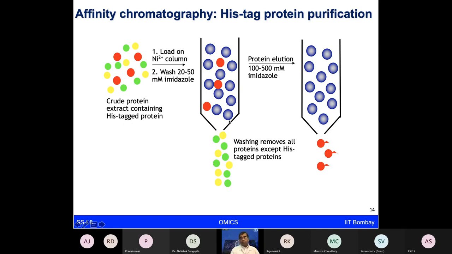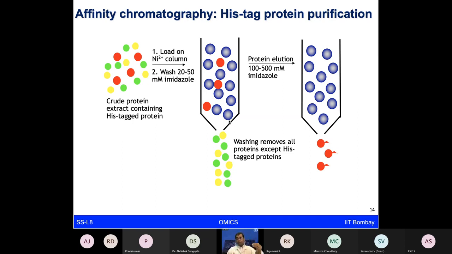Now, if the column matrix contains nickel, and you're passing your protein of interest, which has the histidine tag, it is going to bind with the nickel bead. So the histidine-tagged protein is going to show that affinity binding, and everything else is going to pass off. Then you can remove all the bacterial contaminant proteins and other proteins.